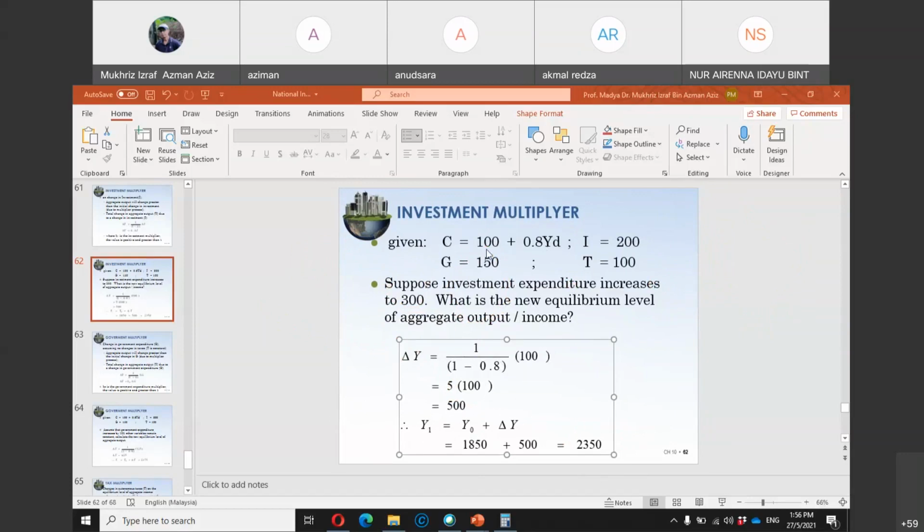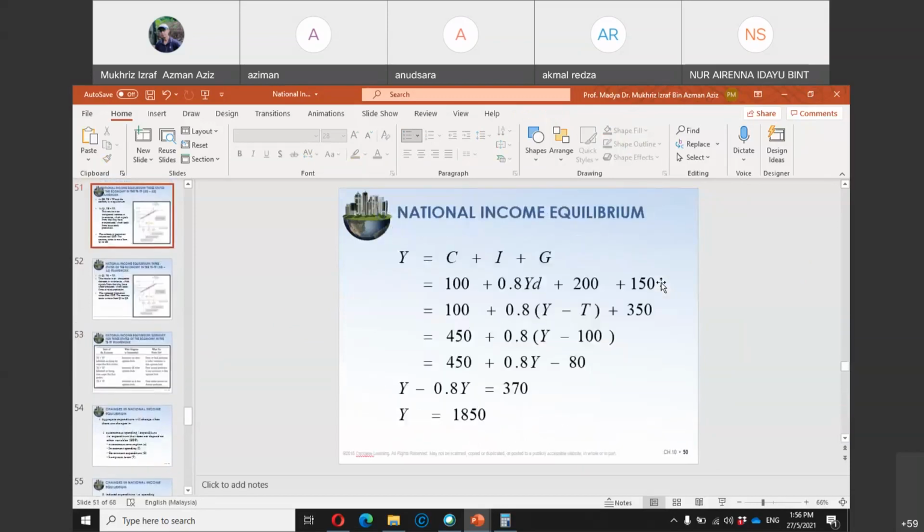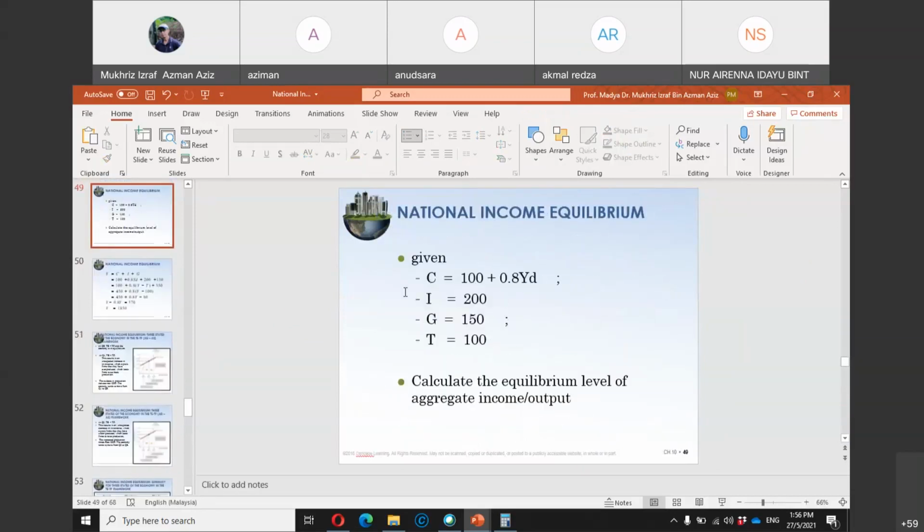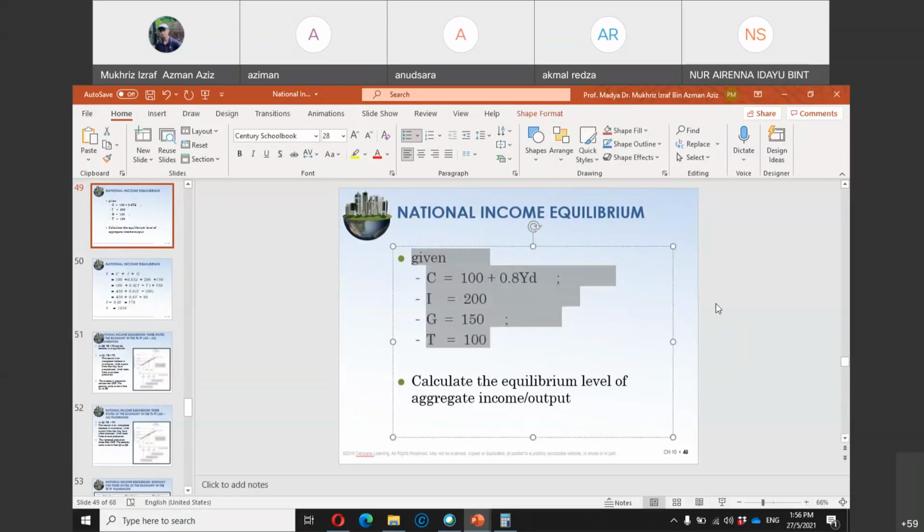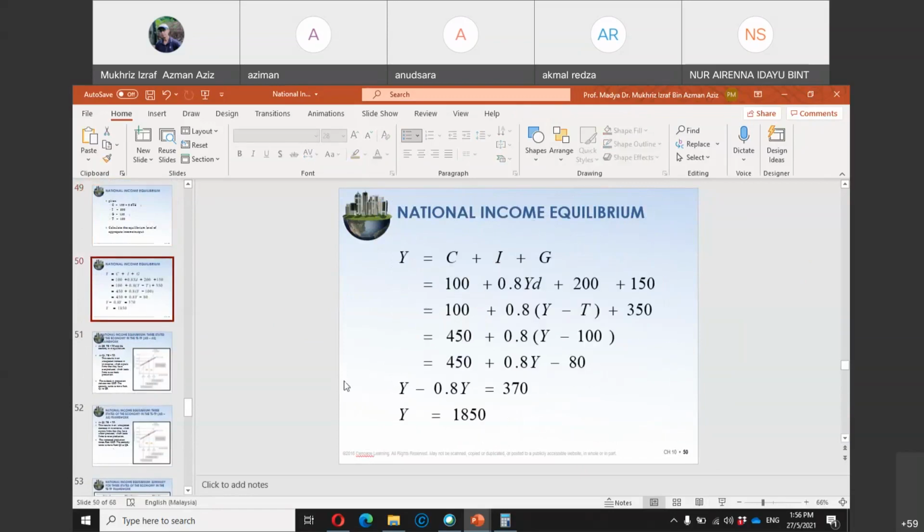C plus I plus G, you will get GDP. Then here, you need to solve for Y. Y is Y minus T, correct? So if you go back to the earlier example, even this simple example, you can calculate the GDP to be 1850, correct? C plus I plus G. In this, you need to solve for Y minus T, and you get the original GDP to be 1850. So this is the original GDP.